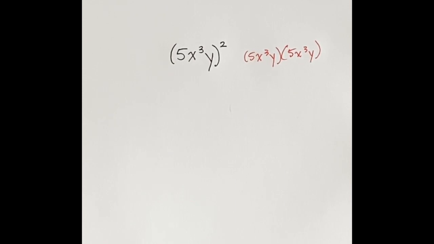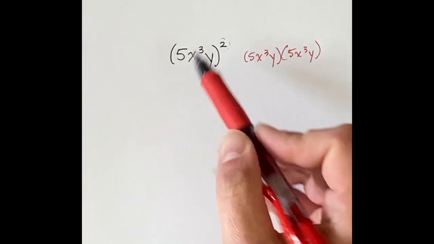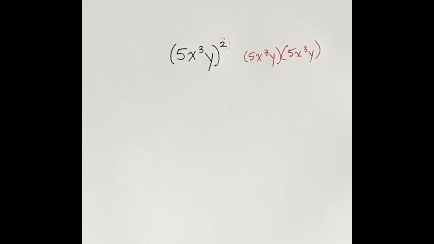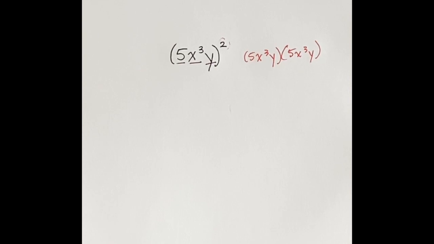But you also now know the power to a power rule. Now this 2, that exponent applies to every single base inside the parentheses. So it would apply to the base of 5, it would apply to the base of x cubed, and it would apply to the base of y. So let's just handle it that way.